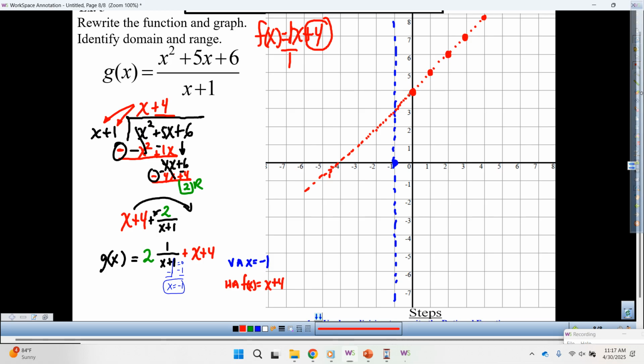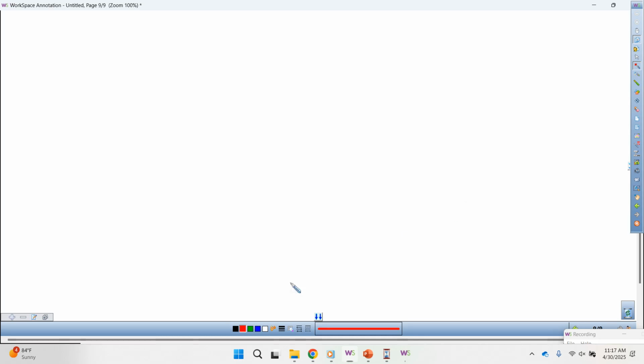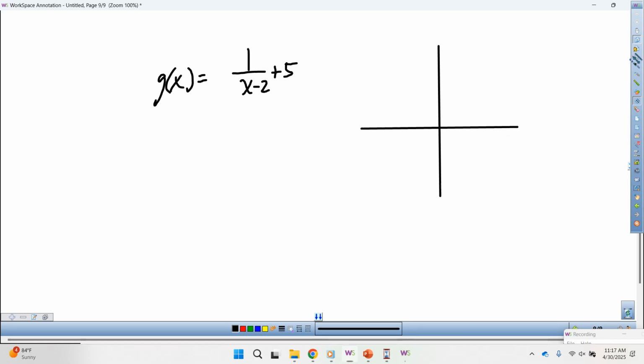Okay? How we doing? All right. Now, before we graph our graph, look up to the screen. We started with this kind: g of x equals 1 over x minus 2 plus 5. And how do we graph that, Mr. Q? Well, once we have our coordinate plane, I'm going to go with our VA. VA is x equals, set it equal to 0, solve, so it's 2.